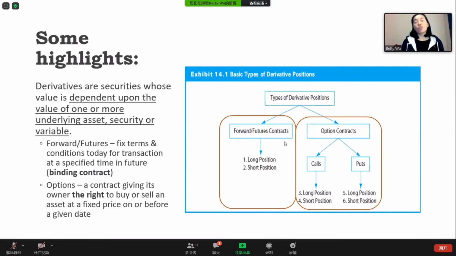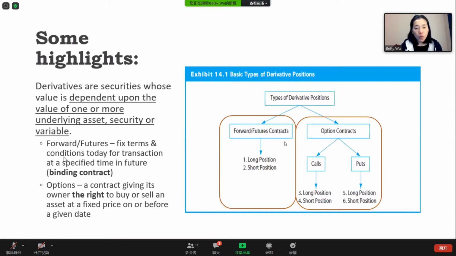Obviously, you buy the contracts now. You pay a price if you need to. But you don't need to transact now. You will be considering whether you want to transact, or it depends on the type. For options, you decide whether you want to exercise your right later on. But for forward and futures, you just have to do it, whatever actions you write in the contracts.